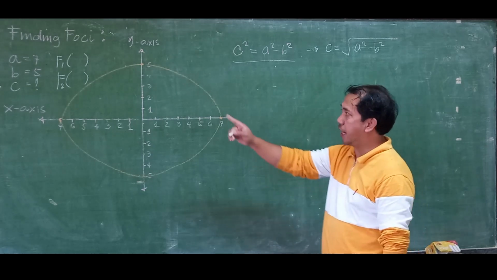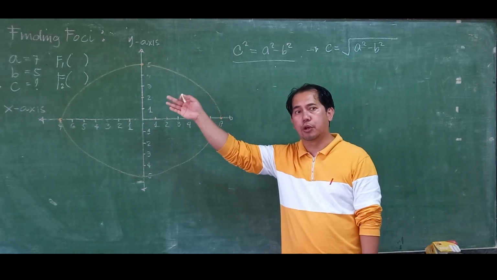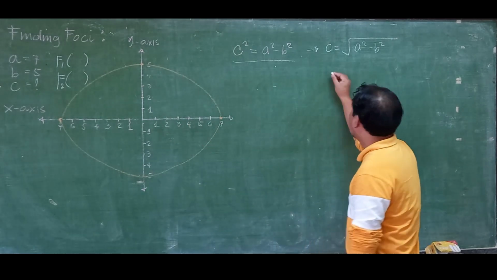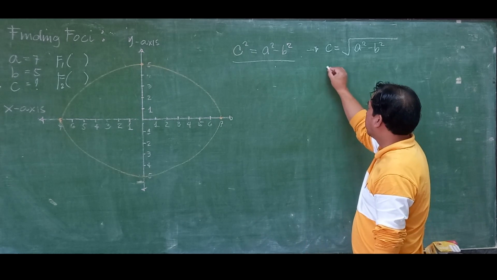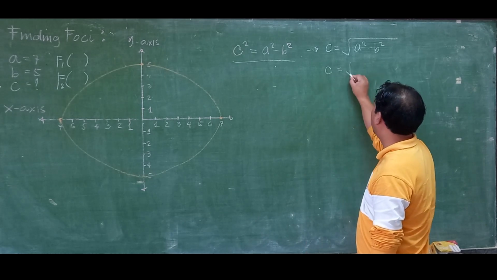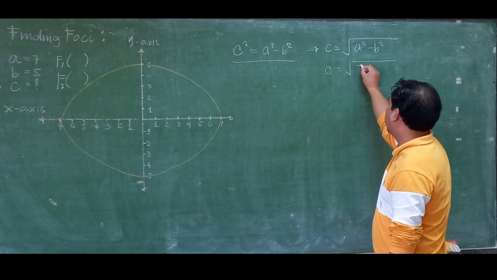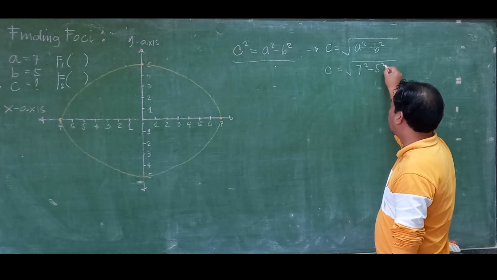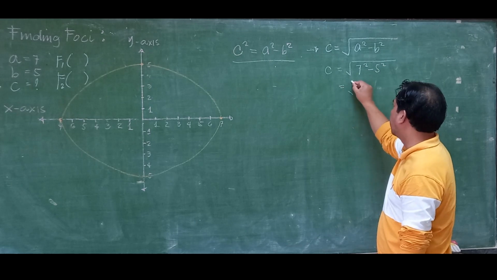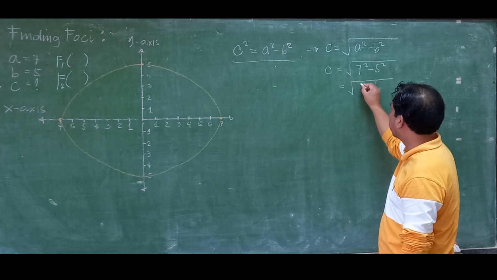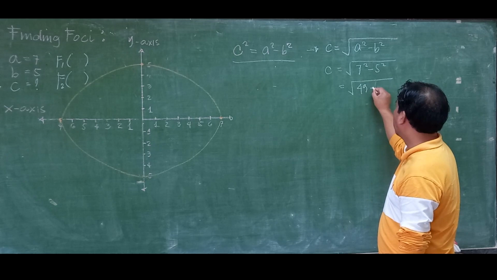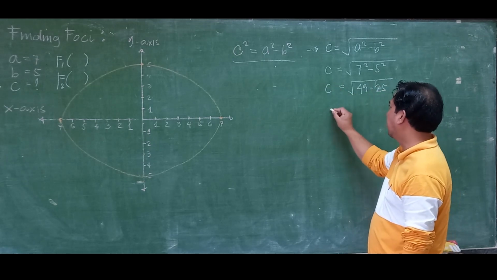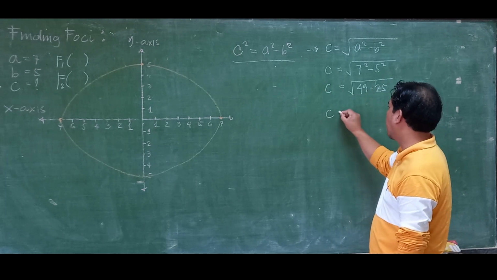Now we have already the A. So what are you going to do? You just substitute. So C is equal to the square root of A, which is 7 raised to 2, minus B, 5 raised to 2. And so, would you mind to compute the root of this one? That is 49 minus 25.